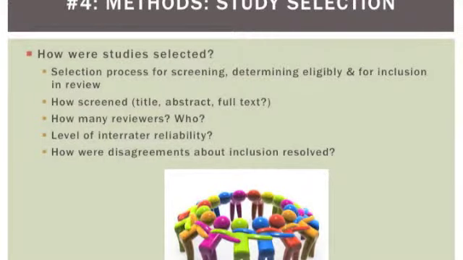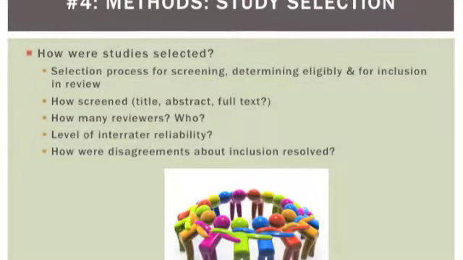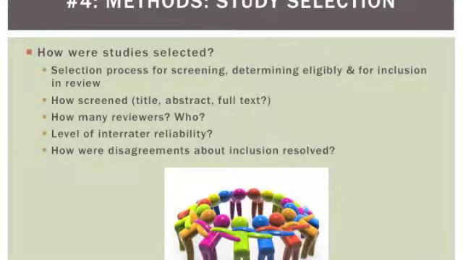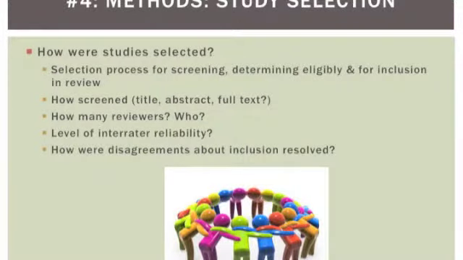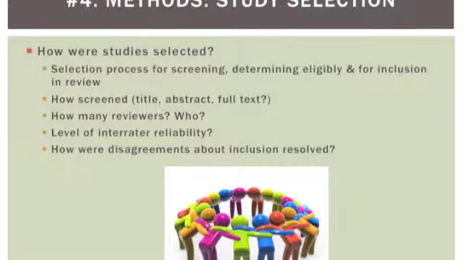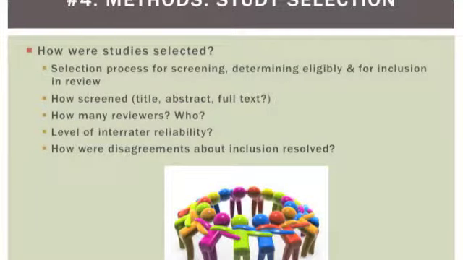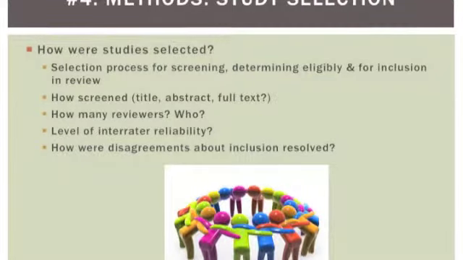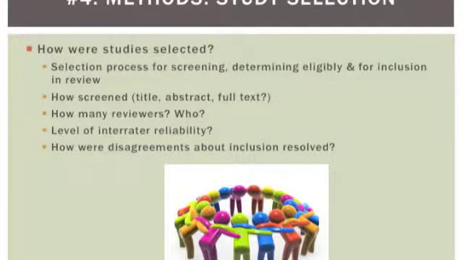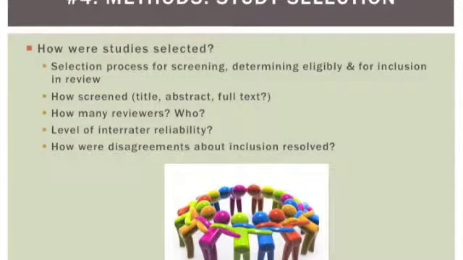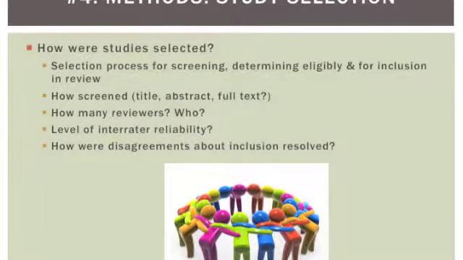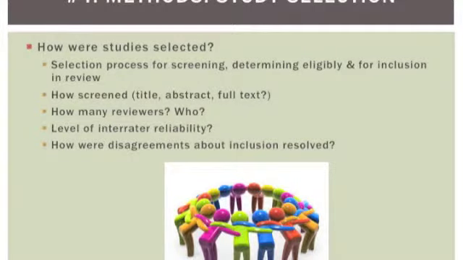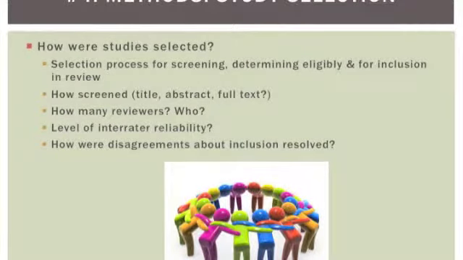Methods, study selection. How were the studies selected? What was the selection process for screening, determining eligibility, and for inclusion in the review? How was it screened? Was the title and abstract looked at, or perhaps it was the full text at that level? How many reviewers participated in the screen? Who were those reviewers? Again, you can put initials in parentheses. What was the level of inter-rater reliability if you had more than one screener? How were disagreements about inclusion resolved?